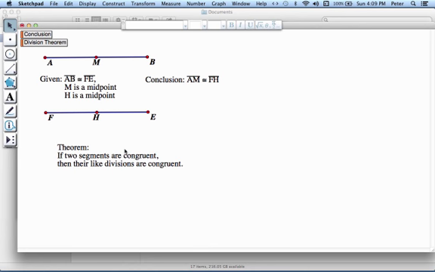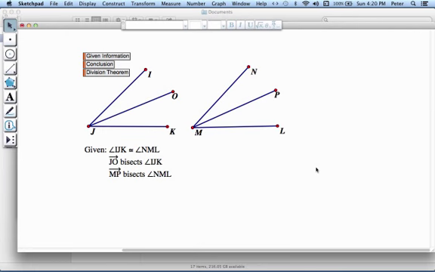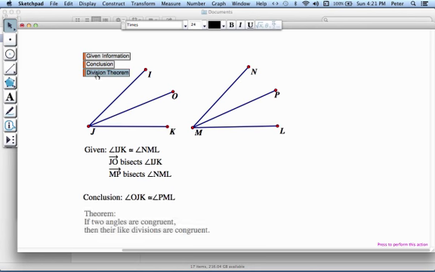And the same thing can go for angles as well. Let's say we're given two angles, angle IJK and angle NML. And imagine that they were both bisected by JO on the left and MP on the right. What conclusions could you draw about angle OJK relative to angle PML? Well, by now you should recognize these two angles are going to be congruent because the larger angles were congruent and they were both cut in half. So the theorem is if two angles are congruent, then their like divisions are congruent.